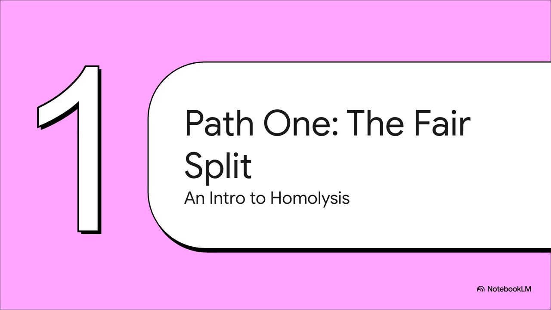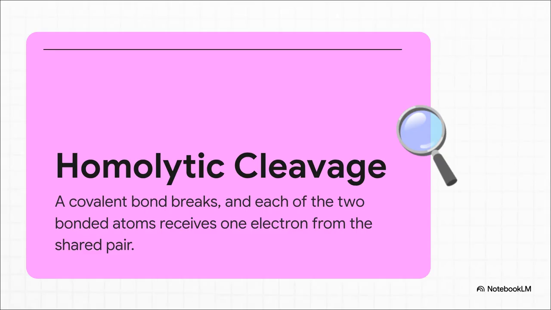Now, chemists have a fancier name for it, of course, homolysis. Think of this as the perfectly symmetrical, even-Steven way for a bond to break. And the name kind of gives it away, right? Homo means same, and lysis means splitting. So when a bond breaks homolytically, that pair of shared electrons gets divided right down the middle. One electron goes back to one atom, and the second electron goes back to the other. It's a clean, fair break.